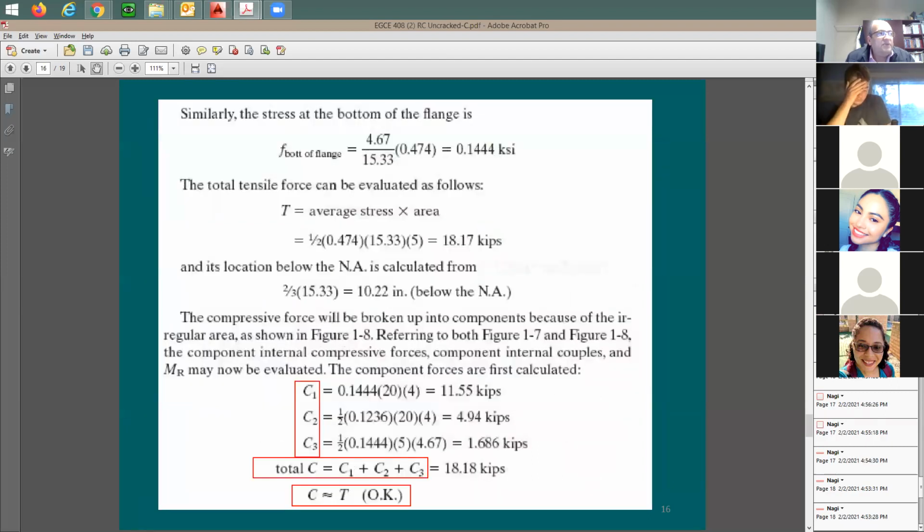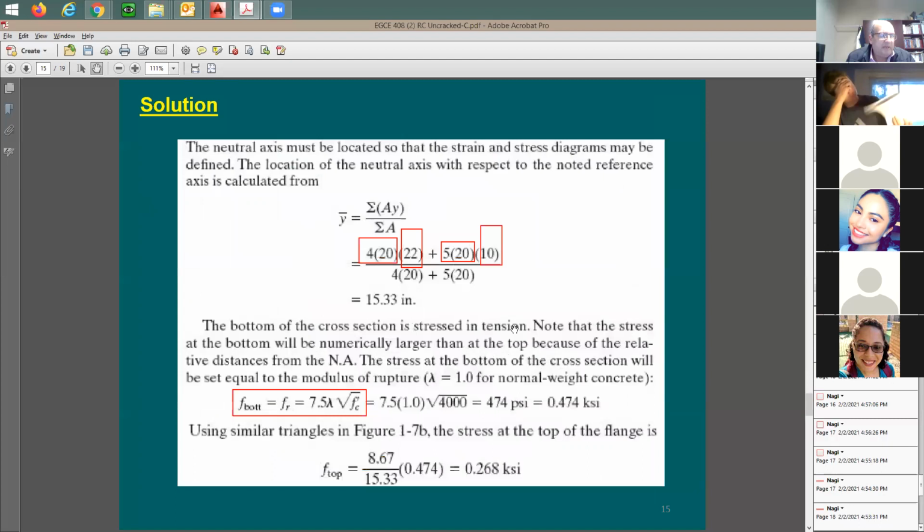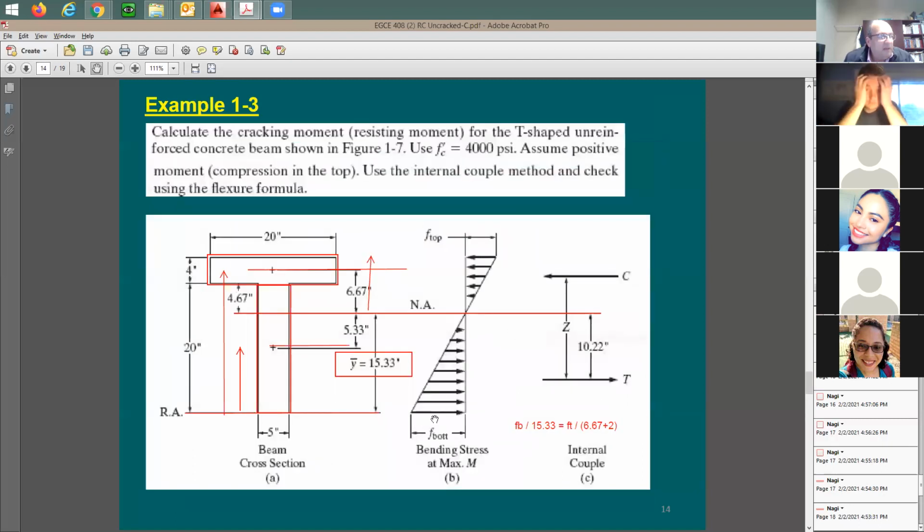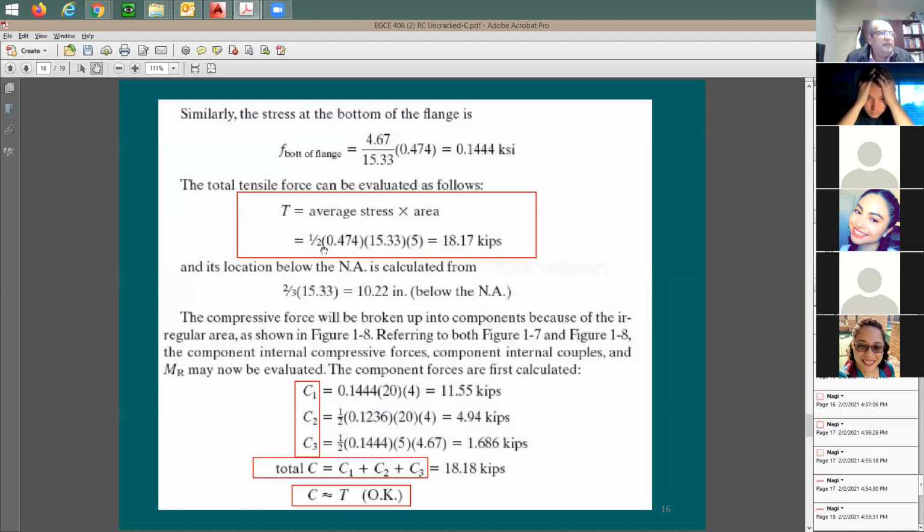So where is this at? I'm going to say it's right here. Here's the tension force. 5 inches is the width of the stem. 1533 is going to be the depth of the neutral axis from the bottom fibers to the neutral axis itself. 474, if you recall, is the stress at the bottom fibers, the tensile stress, and 1/2 is for the area of this triangle. So bottom stress, 474 times 1533 divided by 2, the area of this triangle, multiplied by 5. Let me check. Yeah, 1/2 times 474 times 1533 times 5 inches, you're going to have 18.17 kips.